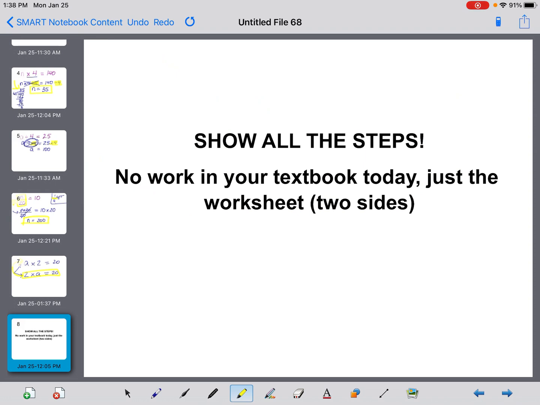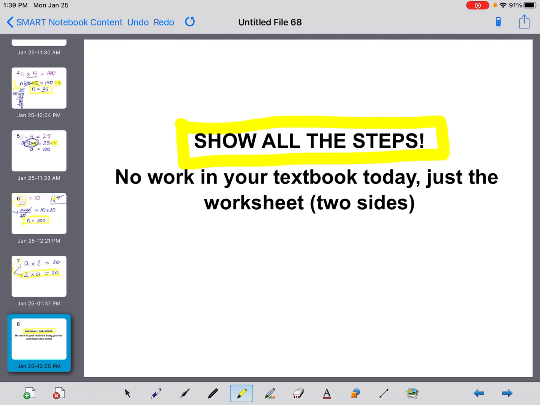Then just a couple of instructions for your worksheet. You're not going to be working in your textbook today, just the worksheet, the algebra worksheet that you got at the most recent drive-through. You're going to be doing both sides. And what's really, really important here, grade 6, is that you show all of the steps. Okay, I said it the last time we studied algebra, I maybe only care 10% about you getting the correct answer. The rest of the 90% of my caring is that you know how to do those steps.